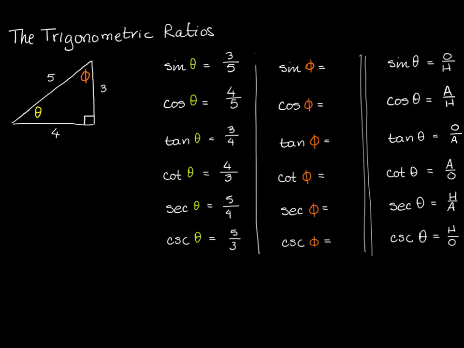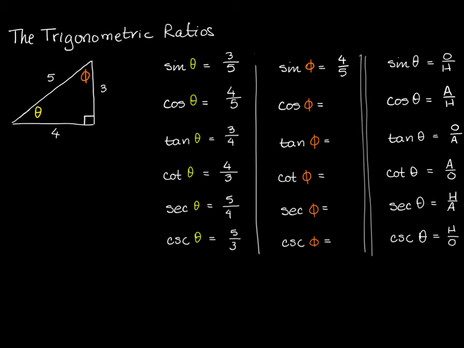Now let's look at these ratios from a different angle, and I mean that literally. The other non-right angle in this triangle I have labeled phi. The sine of phi is also opposite over hypotenuse, but from the perspective of phi, the side opposite that angle is 4. So opposite over hypotenuse is 4 over 5.